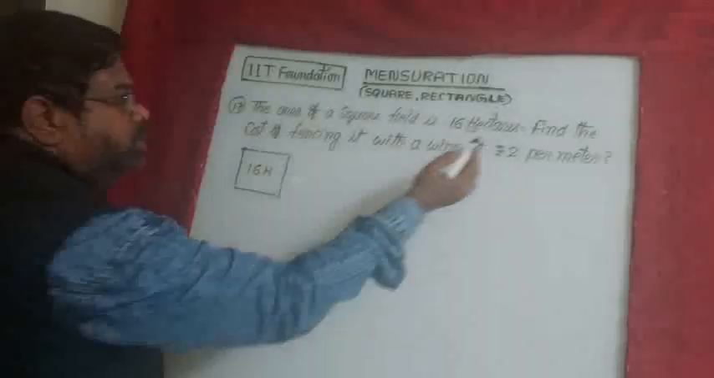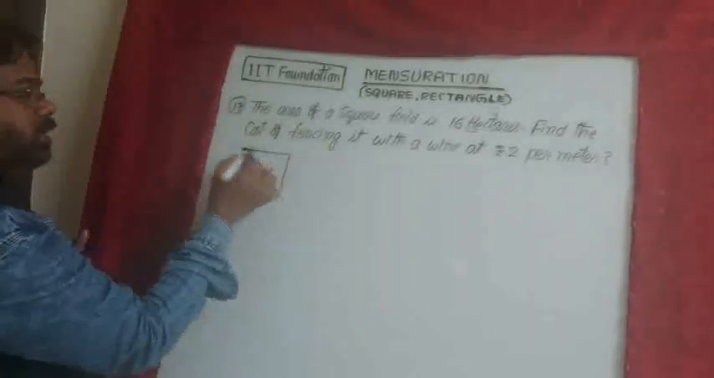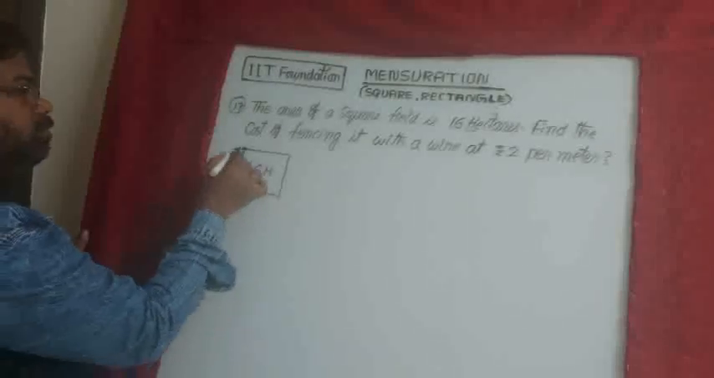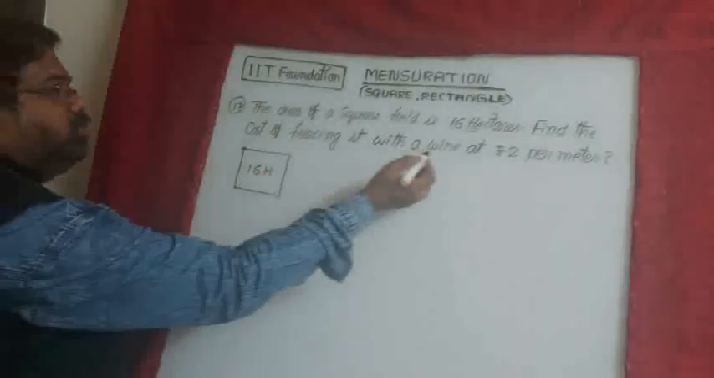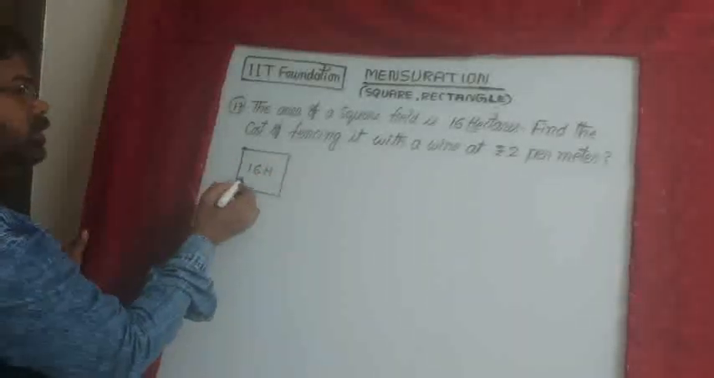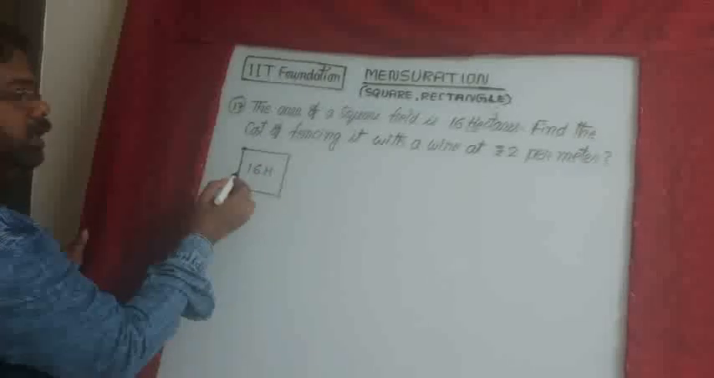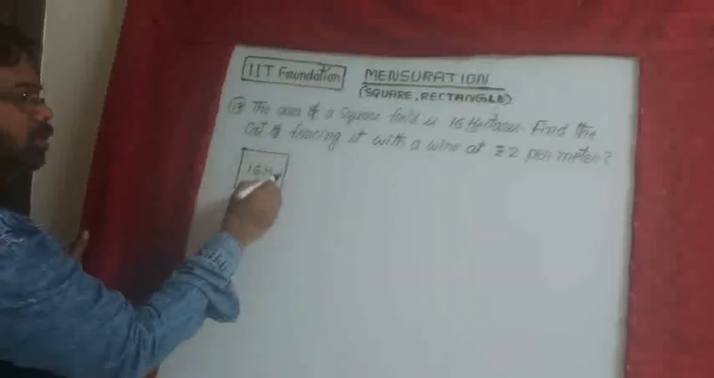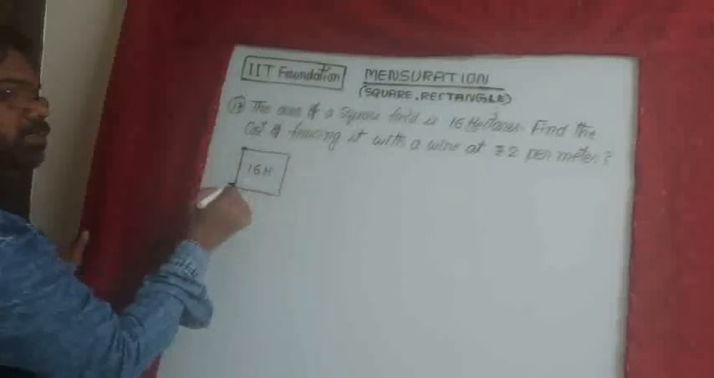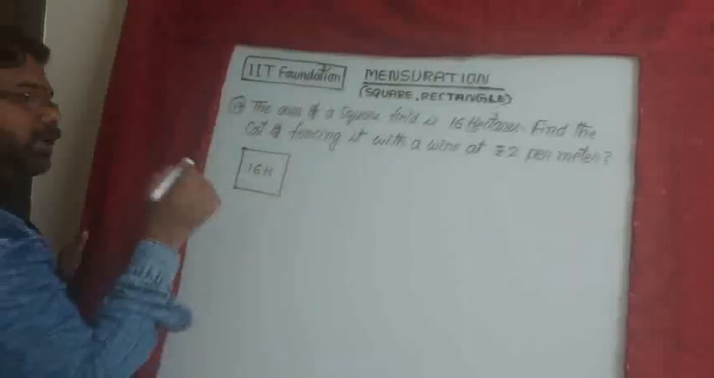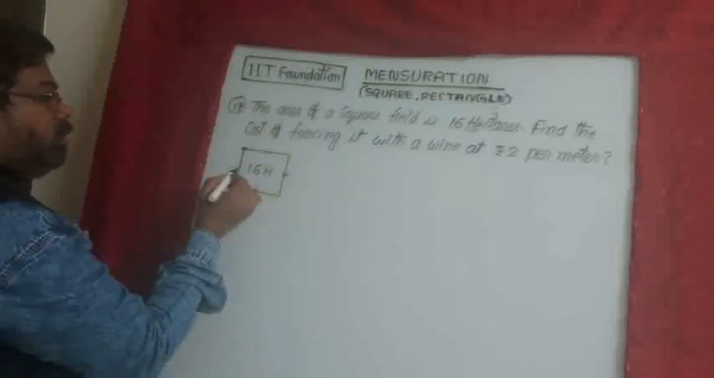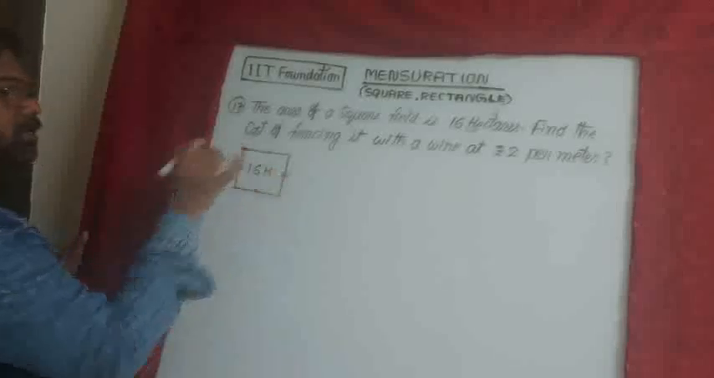So what we require is to find the cost of fencing it, around it, with a wire at 2 rupees per meter. So he is fencing all around. To find the cost of fencing at 2 rupees per meter, we need to find the round length, the total number of meters. You have to calculate, indirectly, the perimeter. To find the perimeter we need each side. So first your target is to calculate the side.